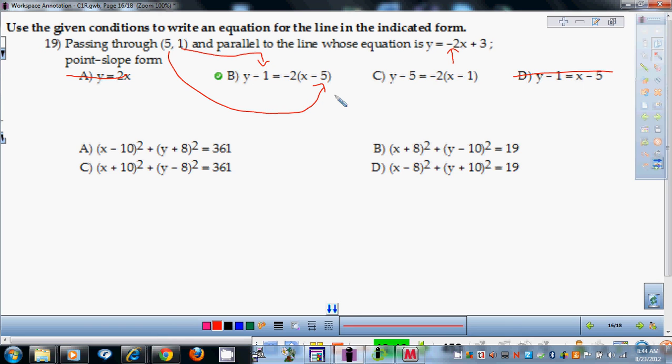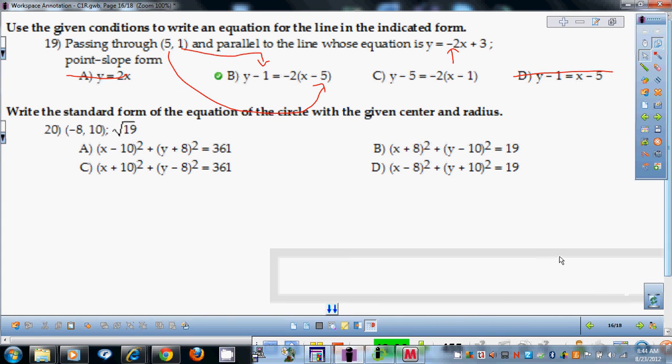Who thinks, just by looking at the answers, you can predict what the next question is going to be asking? Yes, who said that? You are on my list now too, Jordan. It's going to be a circle. Write the standard form of the equation of the circle with that center and that radius.